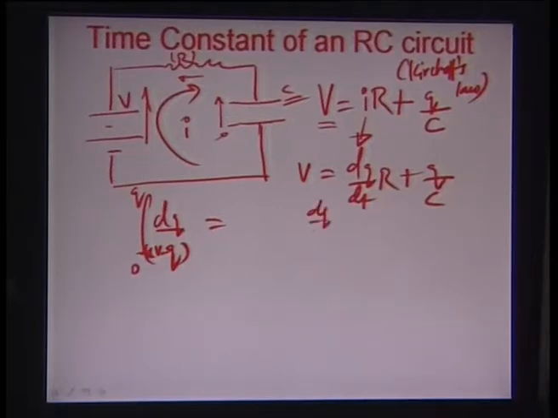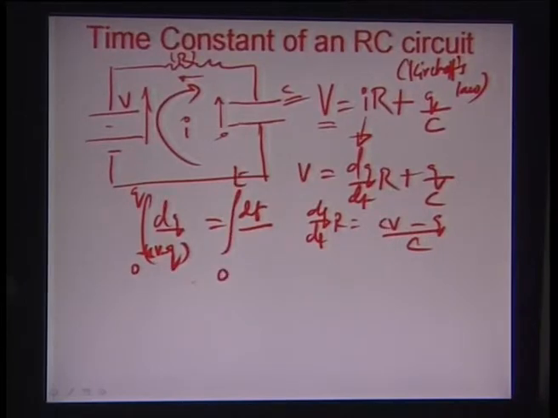So dq by dt times R is CV minus q by C, and this is equal to the integral of dt by RC, dt varying between 0 and t. T is the full time over which the charge of the capacitor grows from 0 to q.